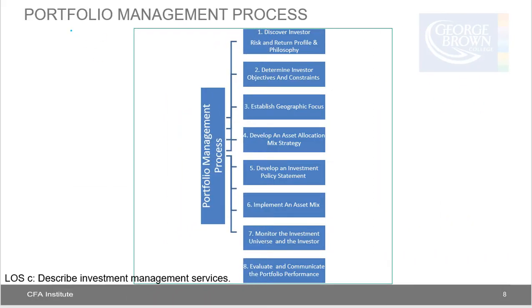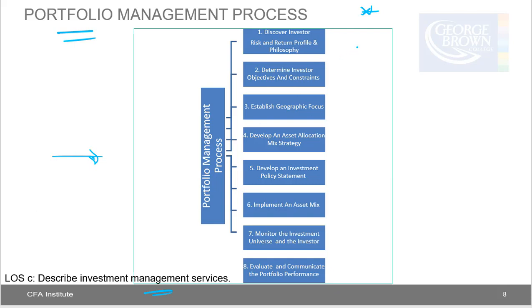Okay, this is my own slide from some CFA curriculum with regards to the portfolio management process, and it's a good time. This is a nice to know, not a need to know, but it really complements describing the investment management services. Okay, so here you can see the portfolio management process.